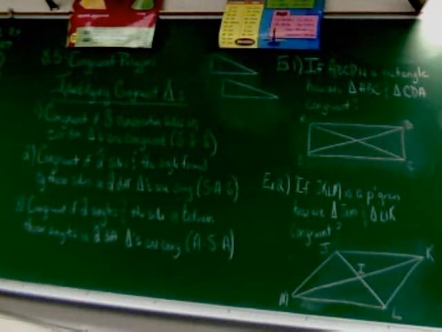Chapter 8, Section 5 is entitled Congruent Polygons. Now, when we're talking about congruent polygons, we're talking about any sided shape. So 3 or more sides, a triangle or not. We can talk about all the different shapes we want.